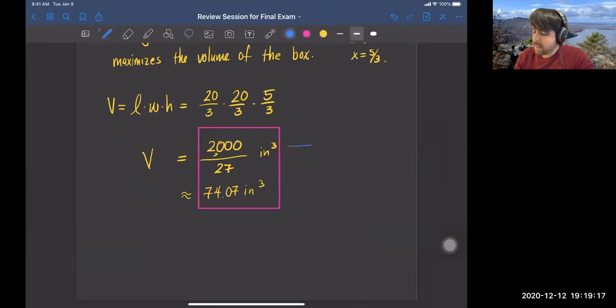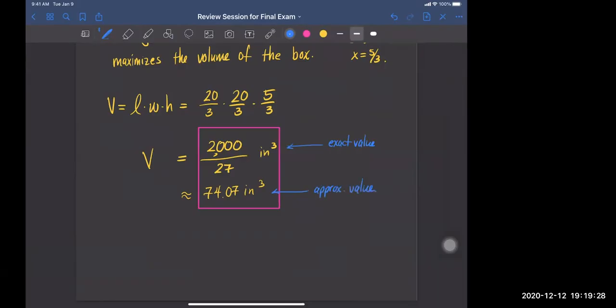So then you can say that this is my exact value. This is called an exact value because it's represented as a fraction. And this is the approximate value.